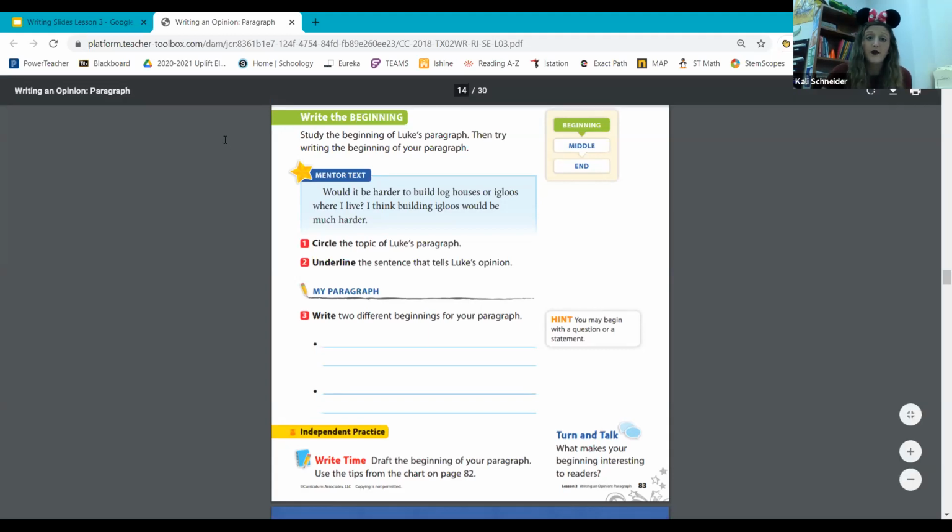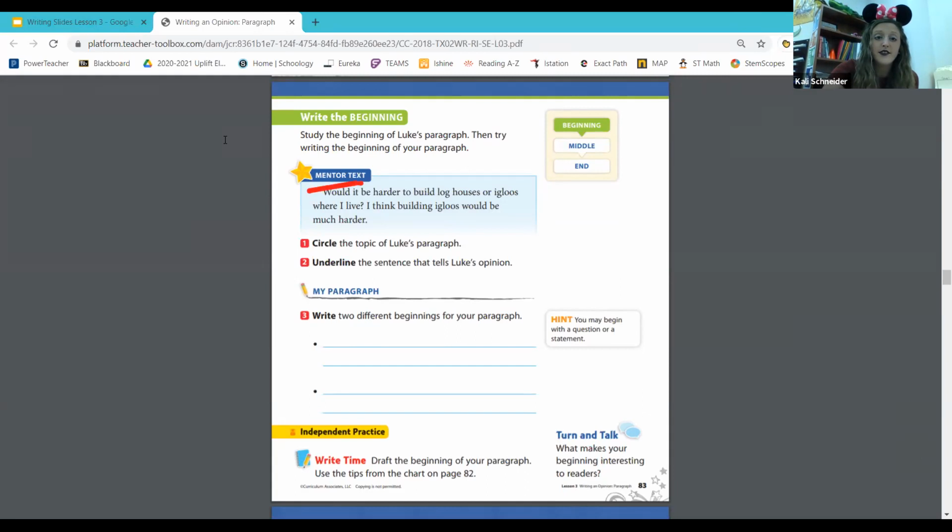Well, if we look at the very, very beginning, my first sentence says, "Where would it be harder to build a log house or igloos where I live?" That is the topic. That is the question that he thought about for his topic.